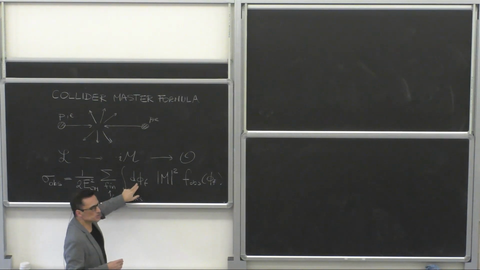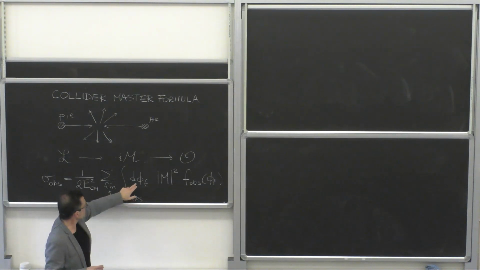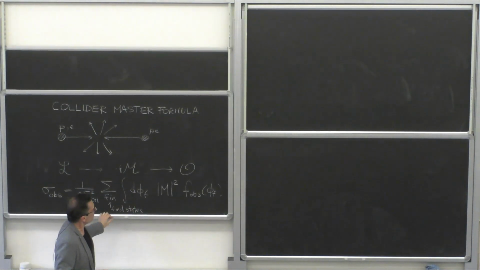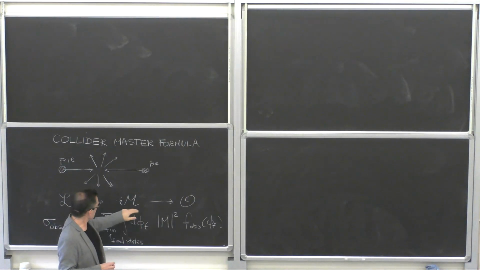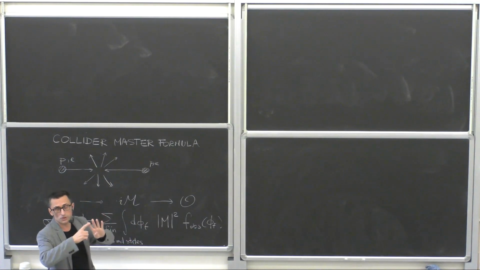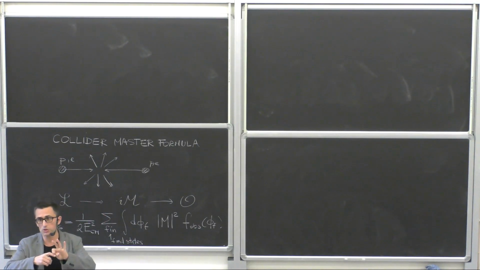The other thing which is difficult is this integration over phase space. Because what is the dimension of a phase space? Each particle has 4 degrees of freedom, and 1 goes away because of the mass shell condition.